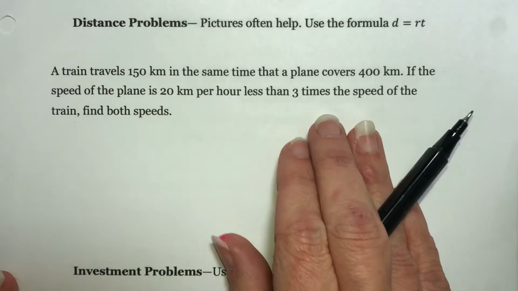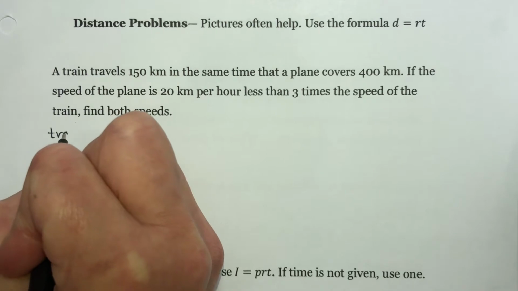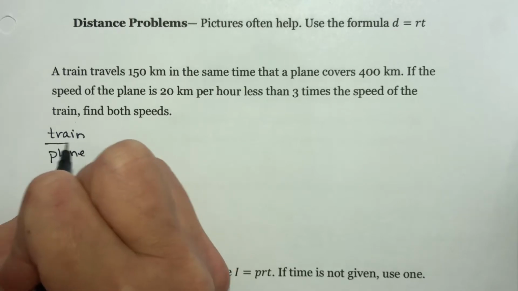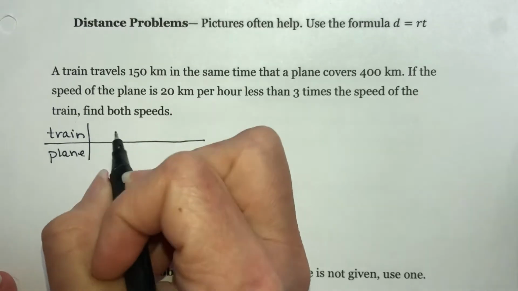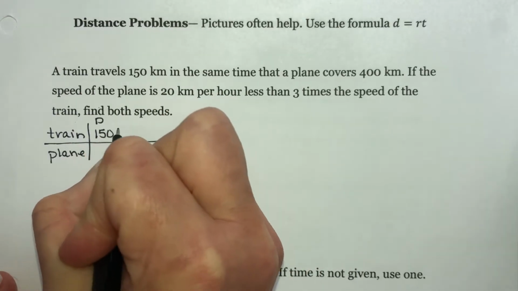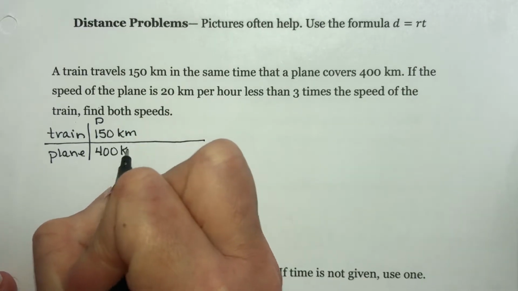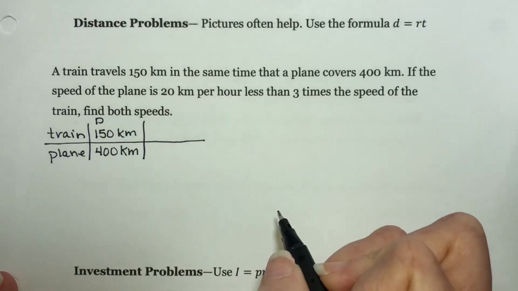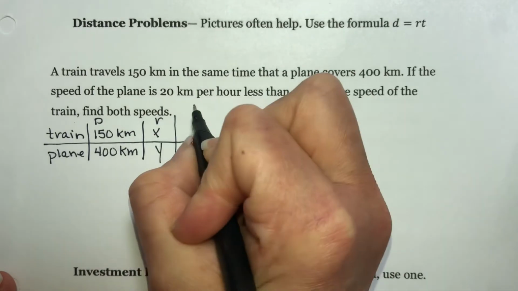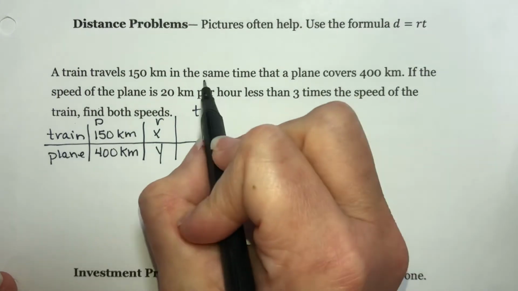Okay, so what I'm going to do is make a chart, seeing if I can organize some information. So if I have a train, and then I have the plane. Okay, we're given distance for both of them. The train goes 150 kilometers in the same time that a plane covers 400. We're looking for the rates, so I'm going to say X and Y. And then we're told that the times are the same, right? In the same time.